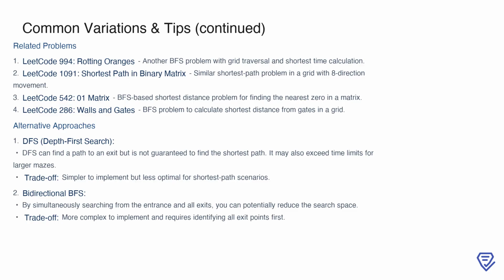While BFS is the most appropriate approach here, alternative methods exist. For instance, DFS can explore paths to exits, but it doesn't guarantee the shortest path, particularly for larger mazes, and may run into performance issues. Bidirectional BFS is another option. It reduces the search space by simultaneously exploring from both the entrance and all exits. However, it's more complex to implement and requires pre-identifying all exit points.